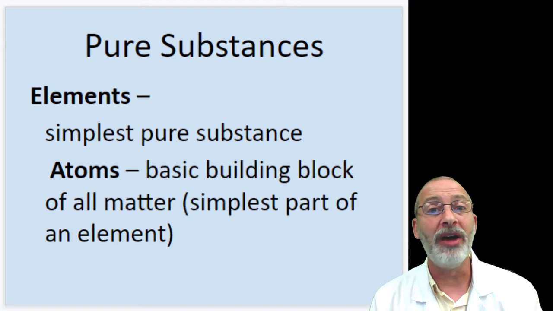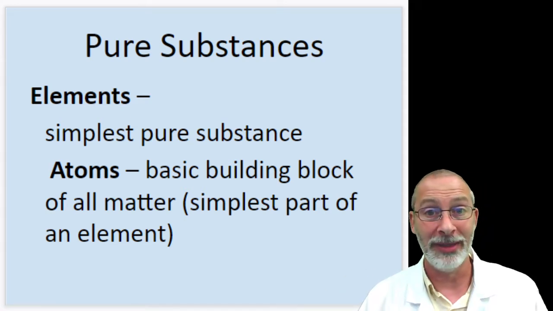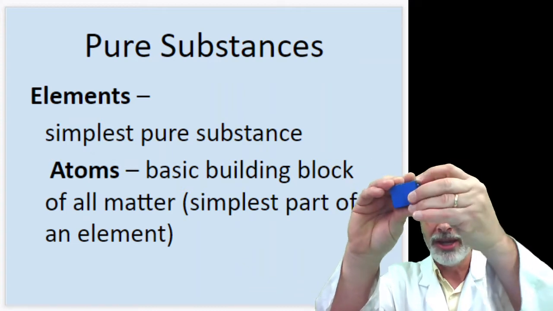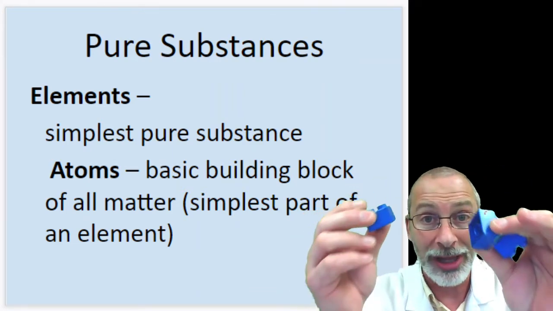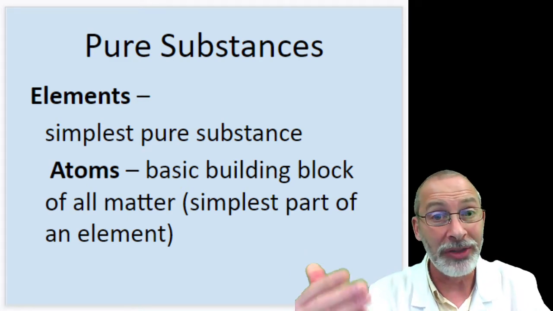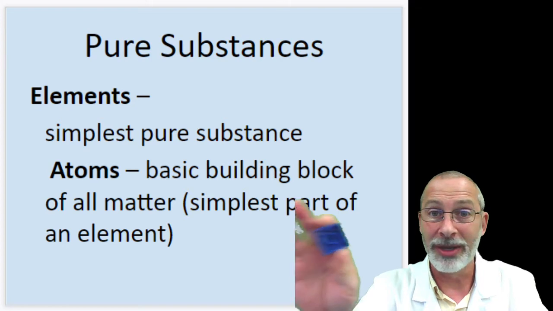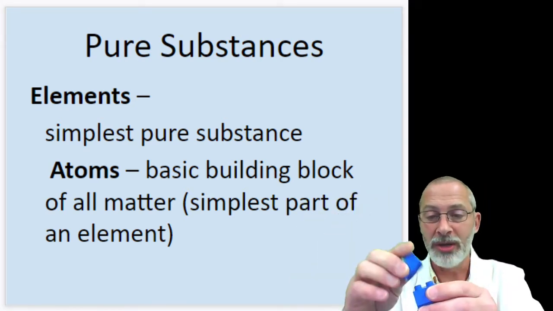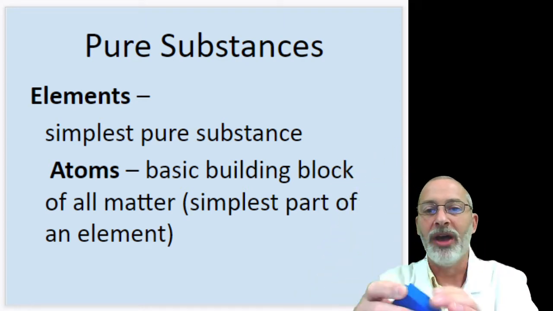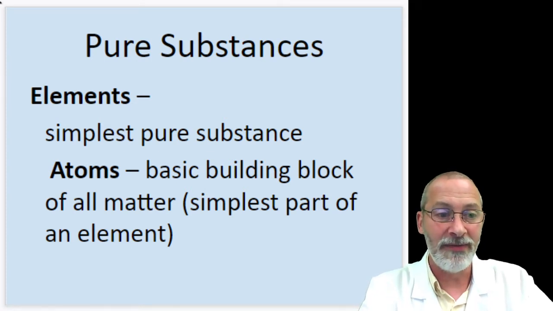They are the simplest part of an element, and I'm going to add something to that: they still retain the characteristics of the element. So you can take an element, let's say the blue element, and you can break it apart into its components, and each of these components, which we'll call atoms, still retain the characteristics of that element. Now, we'll learn in the future that even individual atoms can be broken down even further. That'll be a topic in the near future. But for now, we're talking about pure substances. Atoms, the basic building blocks of all matter, are the simplest part of an element that still retain the characteristics of that element. That is a very important point.